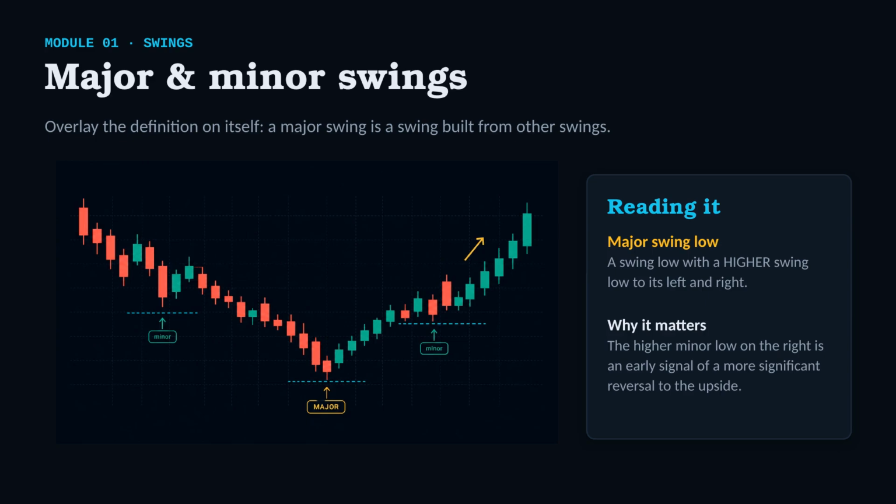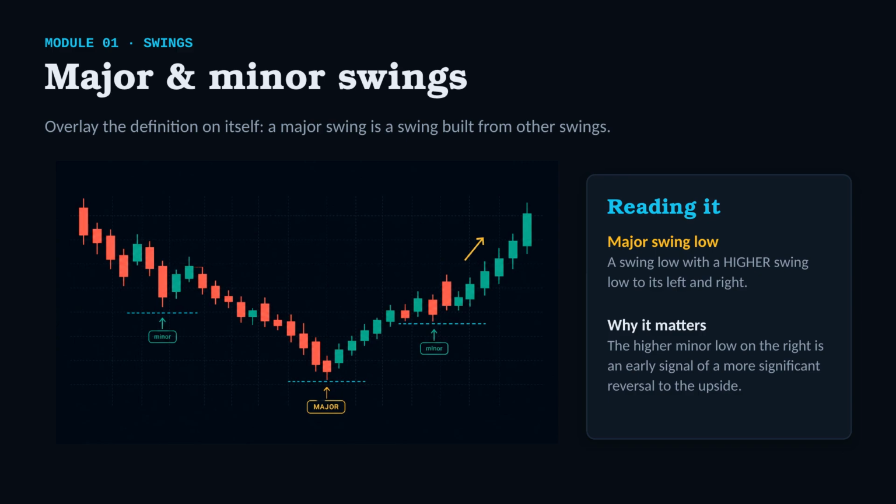Now we take the definition and overlay it on top of itself. This is where it gets interesting. A major swing low happens when a swing low has a higher swing low to its left and a higher swing low to its right. Not just a higher low, a higher swing low. You are applying the definition recursively. Look at the chart. The two teal markers are minor swing lows. The amber marker in the middle is the major swing low because it sits below both of them, and both neighbors are themselves confirmed swings.